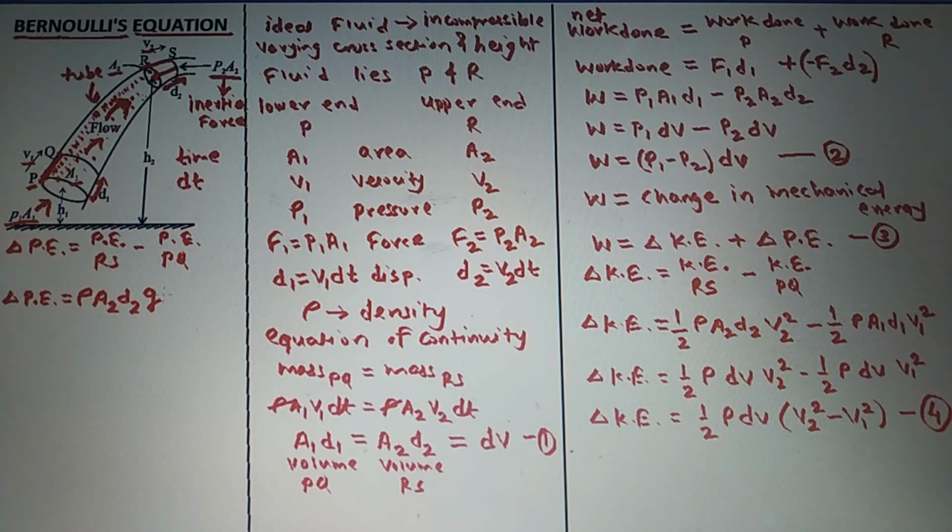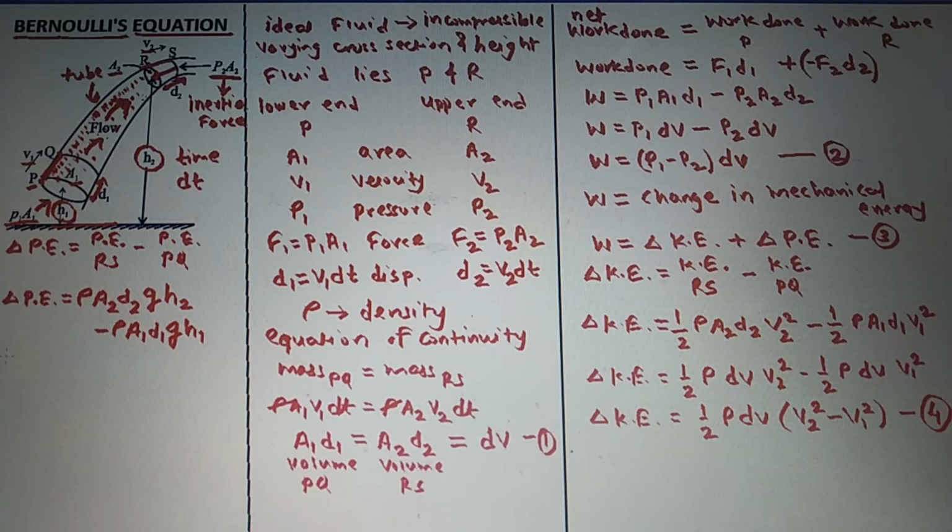Then gravity will be g into height. Now what is the height of this section RS from this baseline here? See here, this height is H2. So we will write here H2, minus the potential energy in section PQ, that is the initial potential energy. That is also equal to mass into gravity into height. So we will take mass first. The mass of fluid in section PQ should be equal to density into volume. So volume will be A1 into D1, into gravity, into the height of section PQ from this baseline, and that is equal to H1. So we will write H1 here.